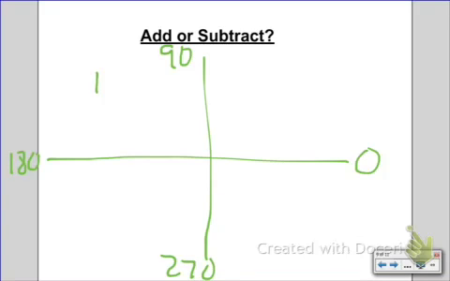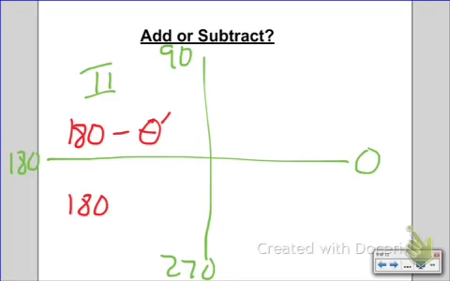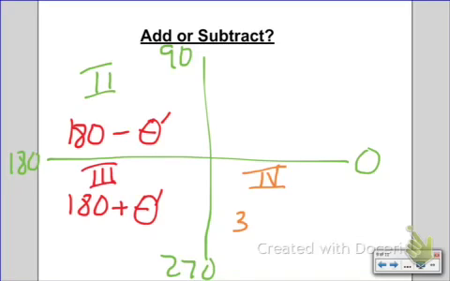If it's in quadrant 2, I'm going to take 180 minus the reference angle because it's going to be smaller than 180. If it's in quadrant 3, I'm going to take 180 plus the reference angle because it's bigger than 180. If it's in quadrant 4, I'm going to take 360 minus the reference angle. Okay? Quadrant 2, 180 minus theta prime. Quadrant 3, 180 plus. Quadrant 4, 360 minus. That will find the big angles. Let's you write that down.